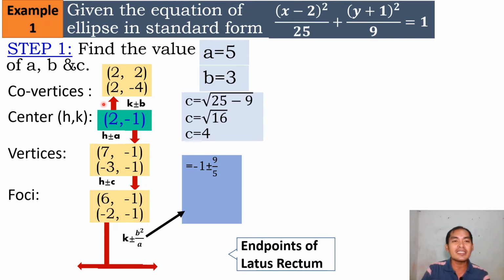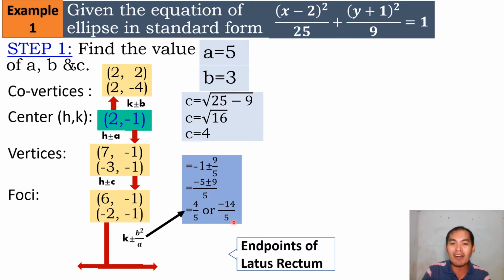Our k is negative 1 plus or minus our b squared is 9 over our a is 5. When we simplify, that's negative 5. How? 5 times negative 1 is negative 5 plus or minus 9. Unlike sign you subtract, that is 4 over 5. Or negative 5, negative 9 is negative 14 over 5.